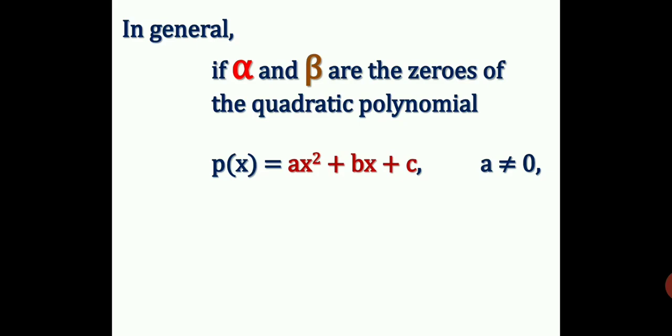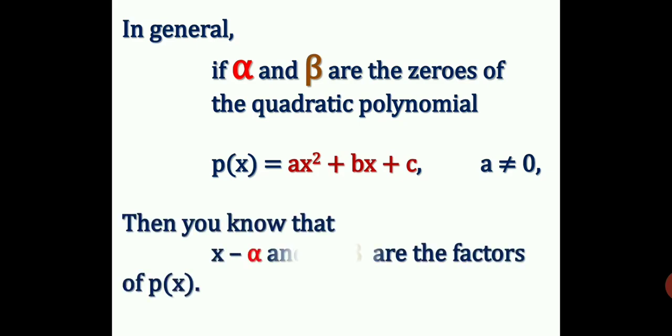Now, if alpha and beta are the zeros, then which are the factors? x minus alpha and x minus beta are the factors of the polynomial. Now, since these are the factors, you can write the quadratic polynomial in terms of these factors, that is what?